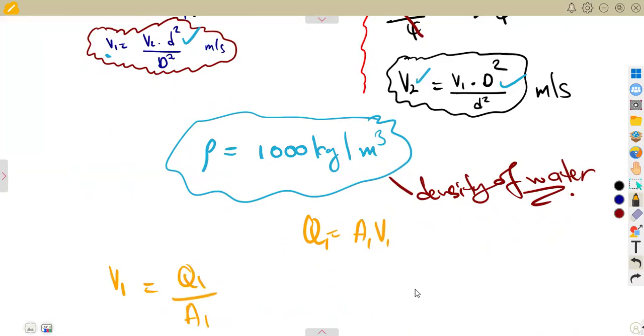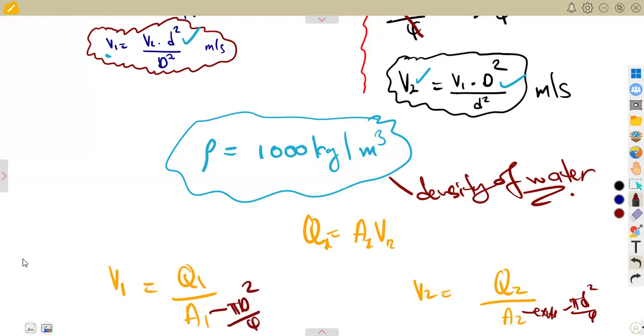If I want V2, it means V2 is going to be Q2 over area 2, which is the area at the exit, from pi d squared over 4. Remember, we've got a smaller diameter at the exit and a bigger diameter at the inlet. So we can use this if we have these values. If the flow rate is given and the diameter is there, we can calculate it that way.